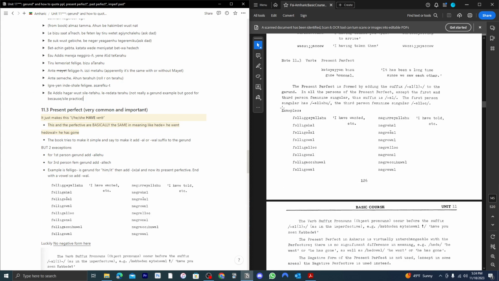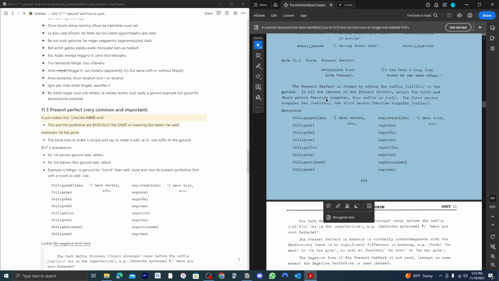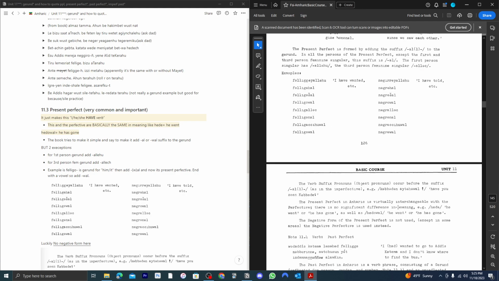Anyway, continuing on. Present perfect. Extremely common conjugation used. So it basically just means like I, he, she have done something. I just kind of interpret it as this being the recent past. It's basically very similar to the perfective tense. I think it even says that the present perfect in Amharic is virtually interchangeable with the perfective. There's no significant difference in meaning, like hede versus hedwal, which will be explained in a bit.